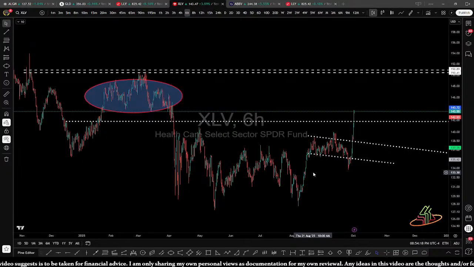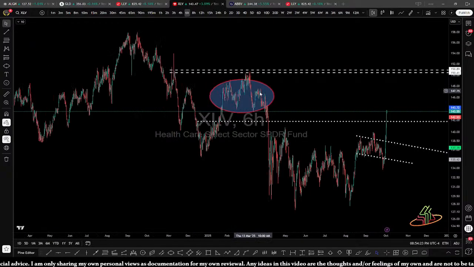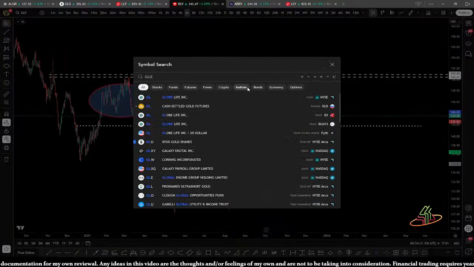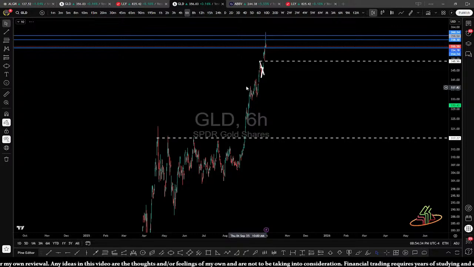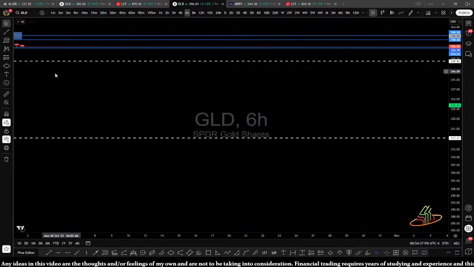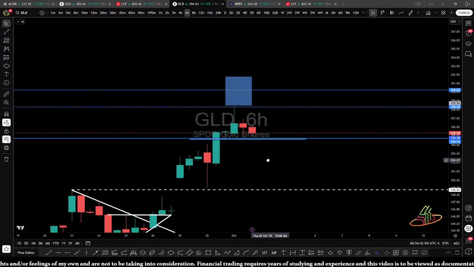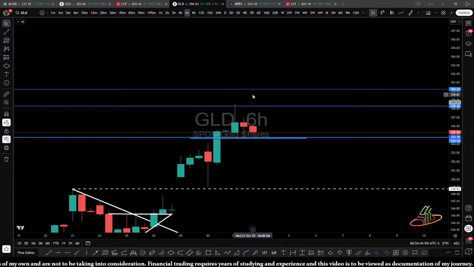All right, let's look at some things that I'm interested in for the remainder of the month. Let's check out gold. Good old gold, right? As you can see, we have cleared one of my targets, which was 358 today. I want to see this actually go to 360, maybe 362, something like that.